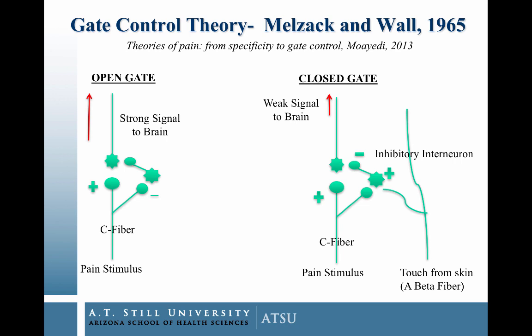So think, for example, if you slam your finger in the door, the first thing you do is grab a hold of it, you put it in your mouth, you touch it, you put it in between your legs. You're just grabbing a hold of the area that's painful. And that's because you're trying to stimulate these A beta fibers, which will then stimulate the inhibitory interneuron and truly dampen the signal of pain that's going to your brain.